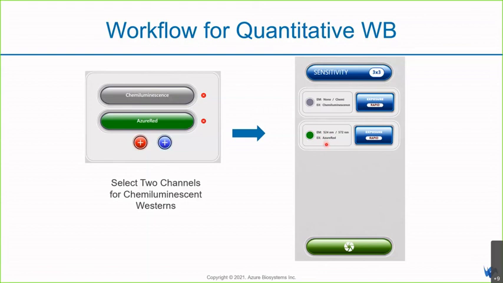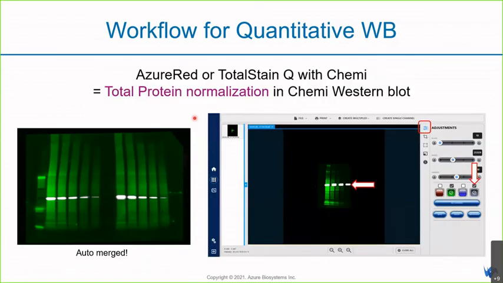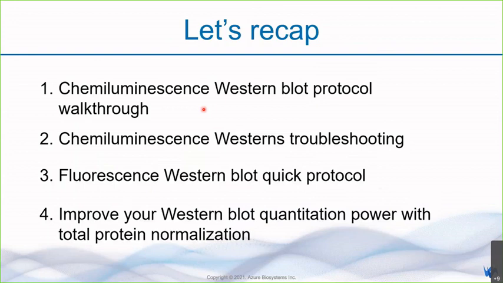Okay, so this is what you will get by the end of the day if you are staining your Chemi blots with total protein stains. You will get these fluorescence green total protein bands plus your Chemi signals together. And this is the user interface on the Azure 300Q, indicated by the colors of the bands. Thus, this is good if you want to do total protein normalization in your Chemi Western blot. Right. Let's recap what we have talked about today.